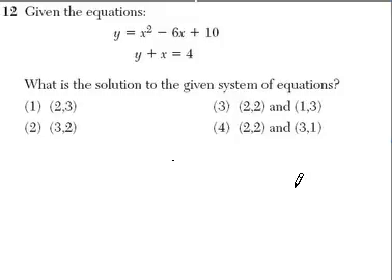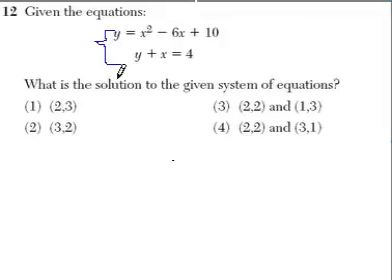Let us consider the following problem. We are given two equations, or we might say we are given a system of equations, and we are asked to find the solutions for that system. Now note that one of our equations is a quadratic equation, which means we can have either one set of solution points, or two sets of solution points.